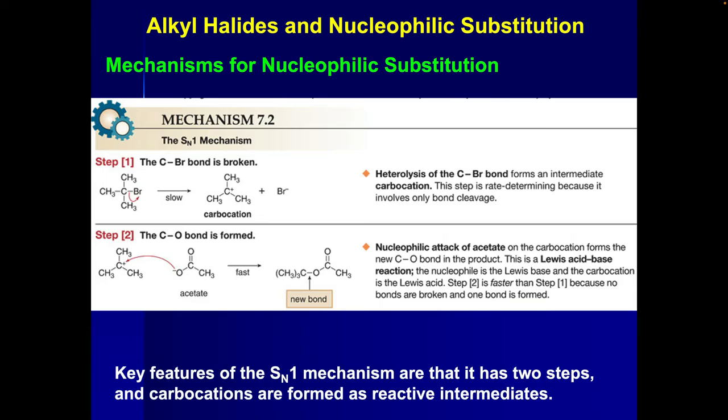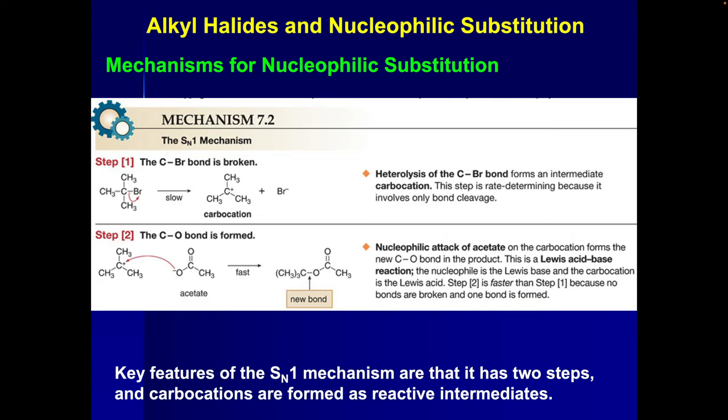We're going from something that's positively charged to something that's neutral, something that doesn't have an octet to something that does have an octet. Okay, and so while this is a two-step process, only one step controls the rate of the reaction, and it's the slow step. You will always hear me refer to that as the rate determining step of the reaction.